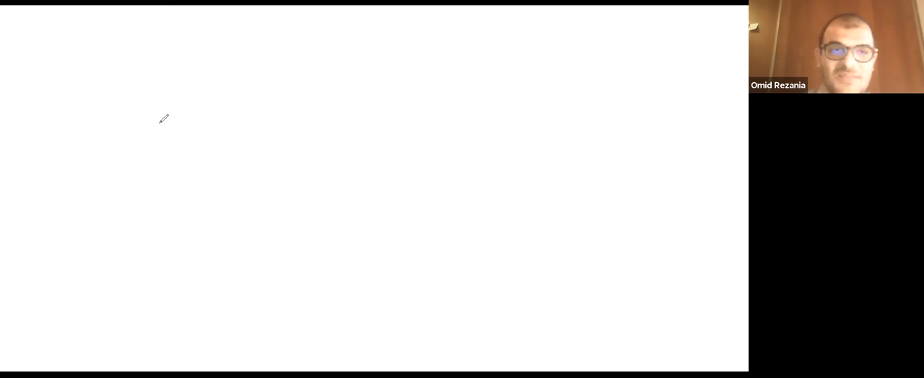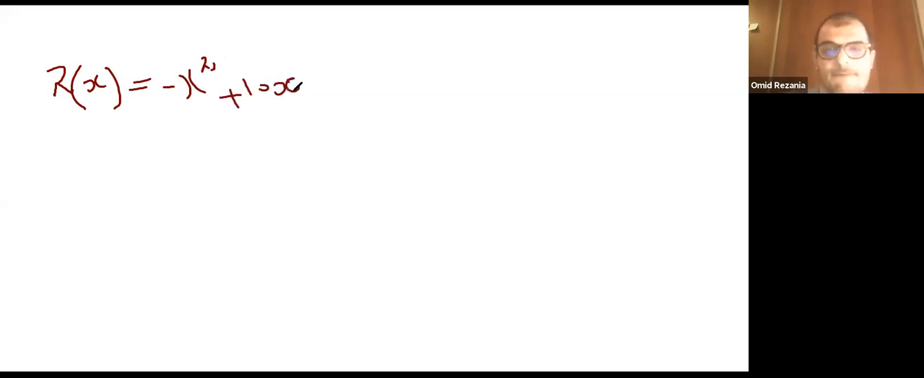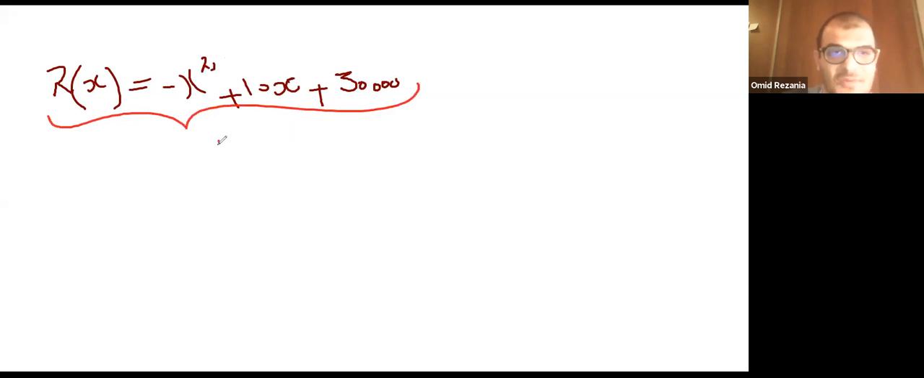Okay, I'm just going to start with this one. It was the modeling which we did with R of X, where R represents the revenue of the company. It becomes minus X squared plus 10X plus 30,000. Okay, that's the thing today; we are going to talk about this. We say that this is the model, which is the revenue.